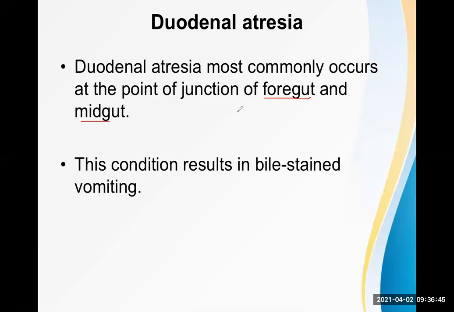Now, where is that junction? Any idea? Where is the junction between foregut and midgut? Yes, the second part of duodenum at the ampulla of Vater. Sir, it is below the major duodenal papilla. The papilla of Vater, of course. Exactly. It is near the ampulla of Vater or major duodenal papilla. Absolutely correct. So that is the junction of foregut and midgut, and there occurs duodenal atresia congenitally.